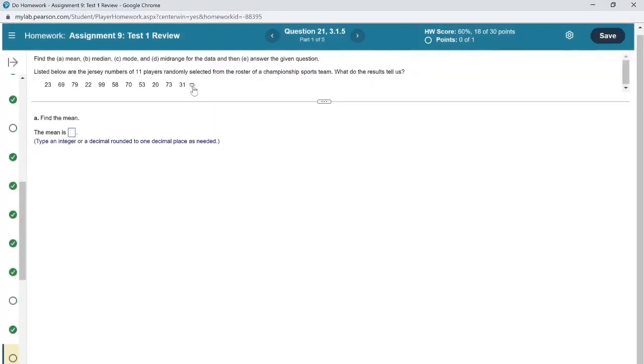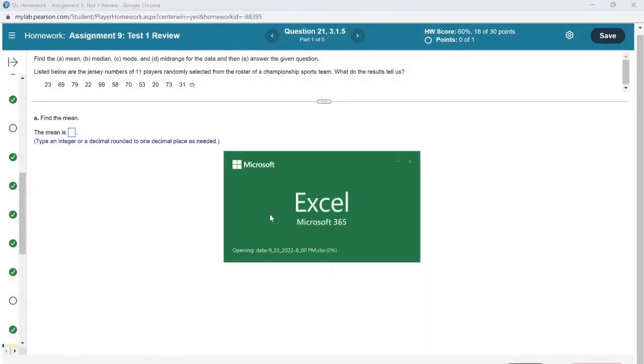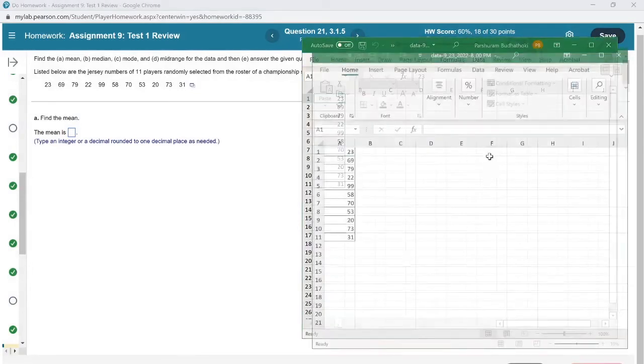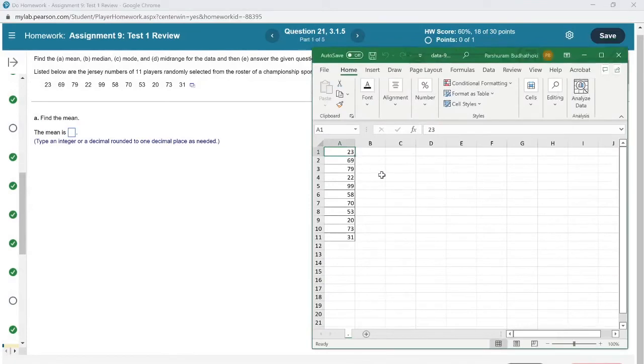So for this one, we are given the data, we have to find out the mean, median, mode, mid-range, and then we have to answer the question given. So first of all, let's copy the data in Excel, because it will be easier for me to use Excel, because we have to add the data for finding the mean.